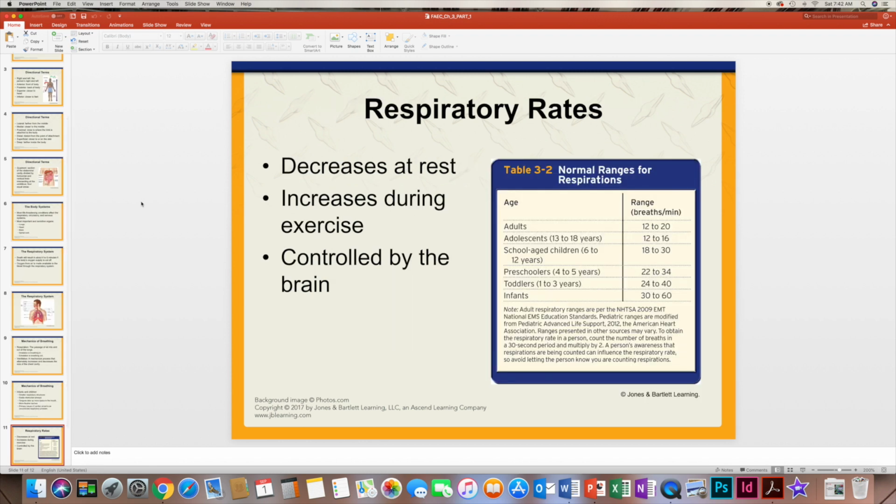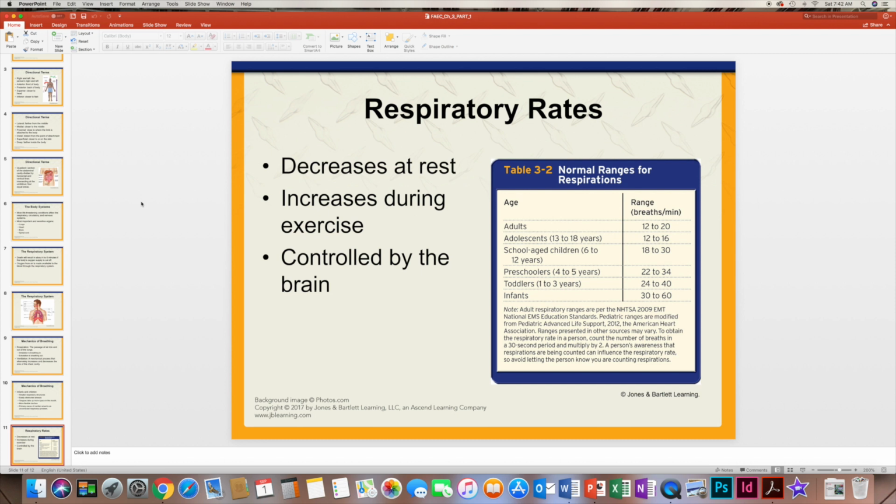Respiratory rates will decrease at rest, obviously increase when we exercise, but it's controlled by the brain. We really don't have voluntary control. It's part of the autonomic nervous system. It's controlled by the brain. We can hold our breath for a couple of seconds here or there, but we can't stop. Eventually, the autonomic nervous system will kick in and force you to breathe.